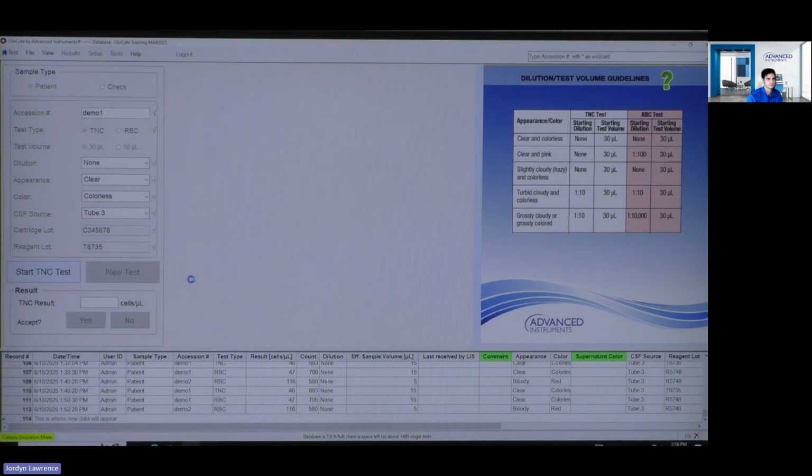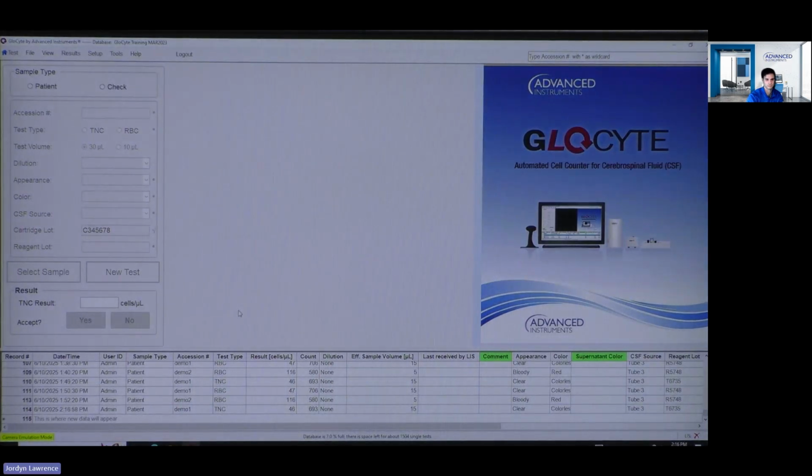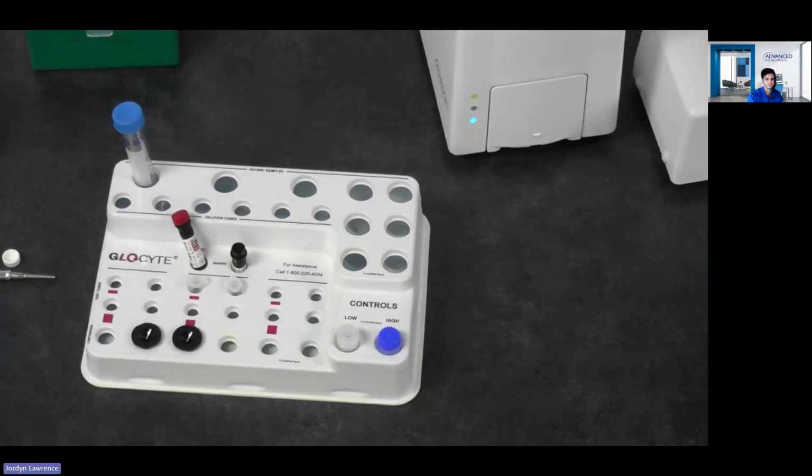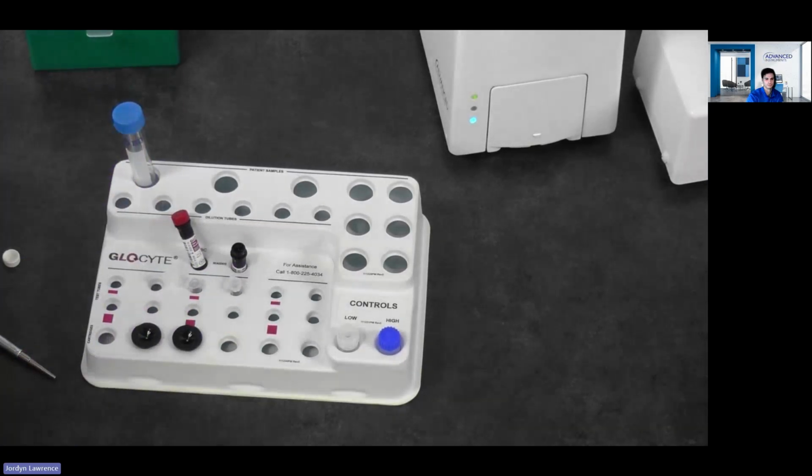And then I'm going to hit start test. And within seconds, your sample is going to be read. So the TMZ result for this is 46 cells per microliter. I'm going to click yes. And while I was going on and on about that, my other sample is ready. So I'm going to come over here, do the same thing that I did before. I'm going to take 30 microliters of my sample.